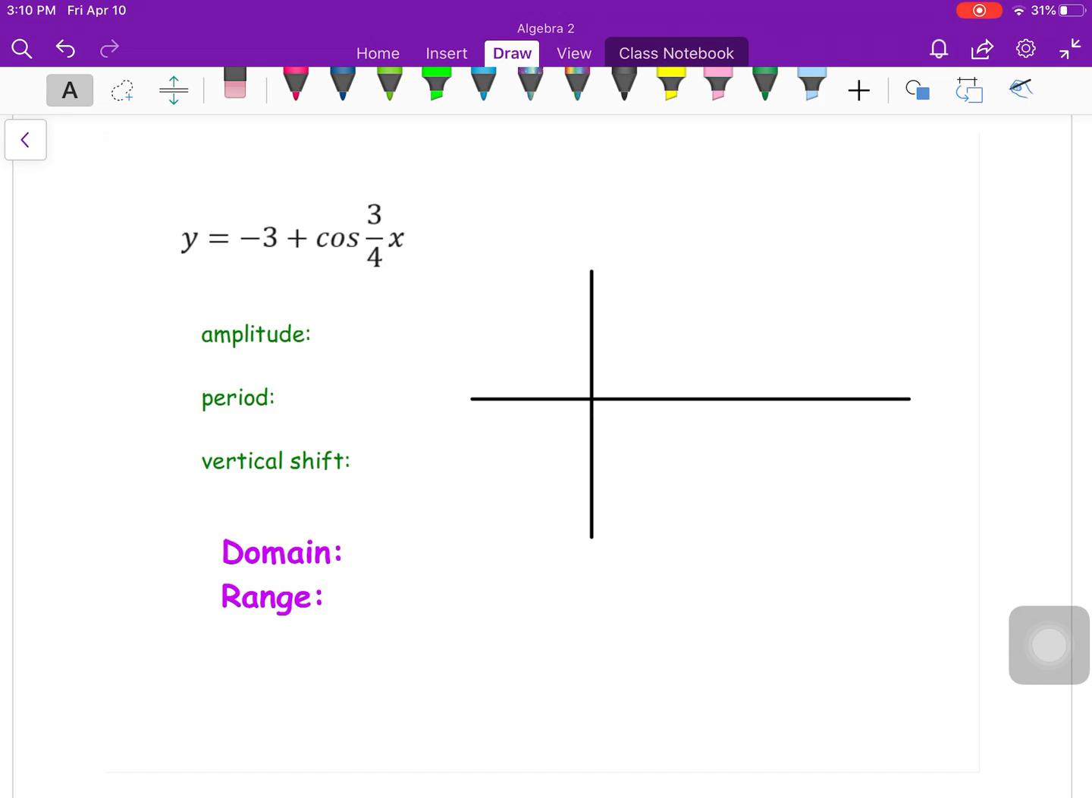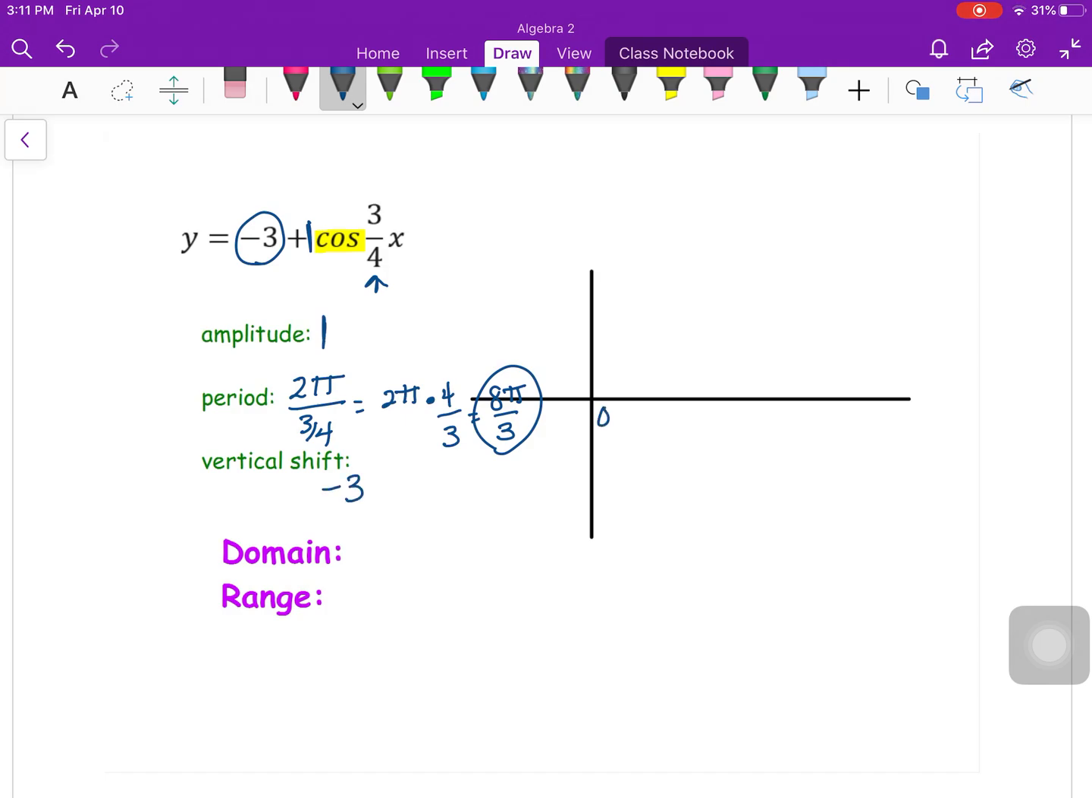All right. Last one to graph. Y equals -3 plus cosine of 3/4 x. First find your trig function, cosine. The number in front of cosine is 1, so my amplitude is 1. My period for cosine is 2 pi. I must divide out my b, which is 3/4. So 2 pi divided by 3/4 is the same as multiplying by 4/3. That gives me 8 pi over 3. So then my vertical shift is this number, -3. So I must go down 3.